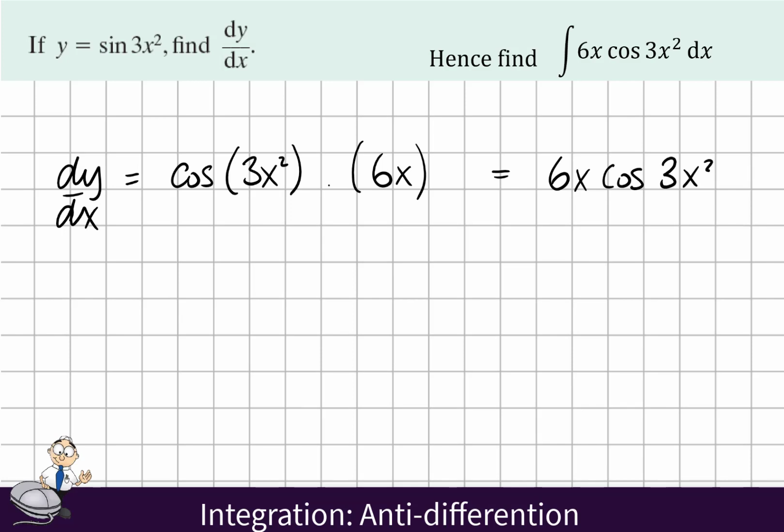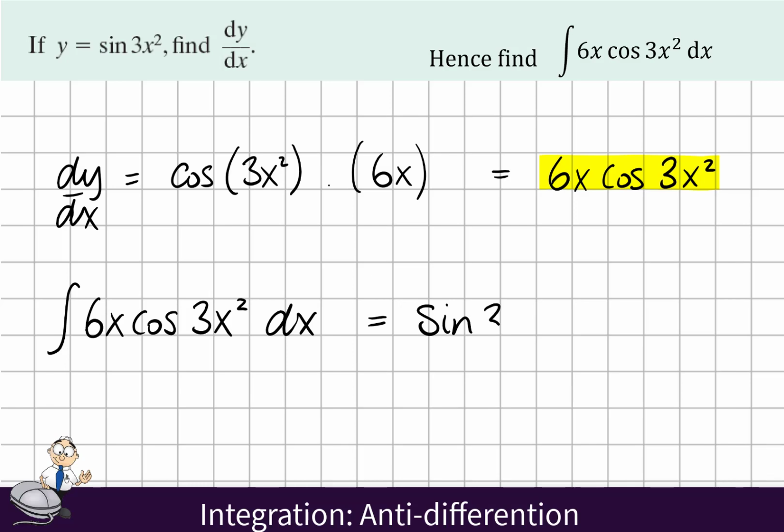In the second part of the question, we're asked to find the integral of 6x cos 3x squared dx. Well, that's the solution we have here. So we're asked to find the integral of our derived answer of the derivative. So because integration is the opposite to differentiation, it's anti-differentiation, if we integrate this, it should take us back to where we started. So the answer to this will be sine of the angle 3x squared plus a constant of integration.